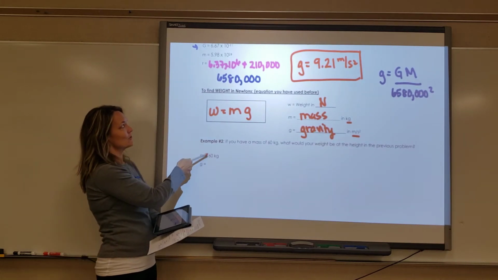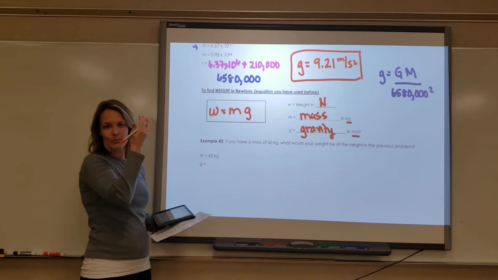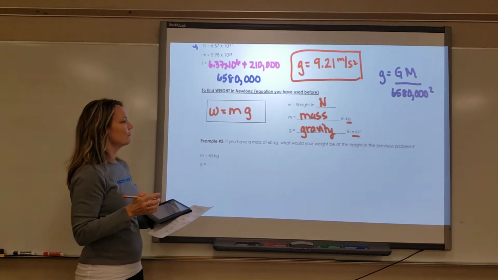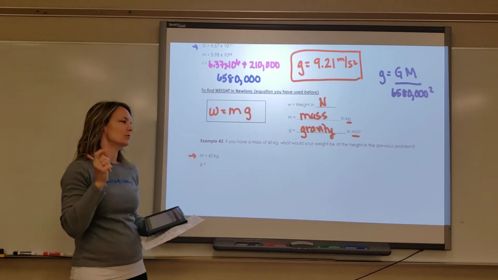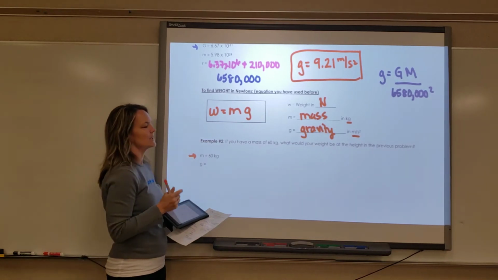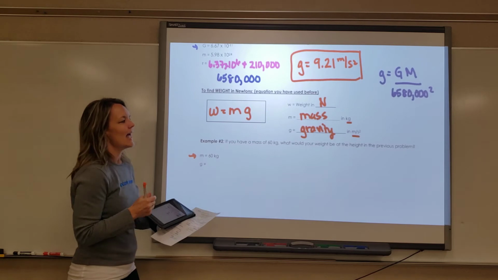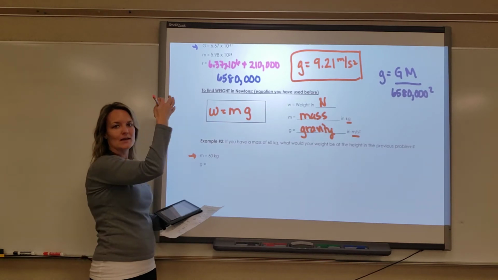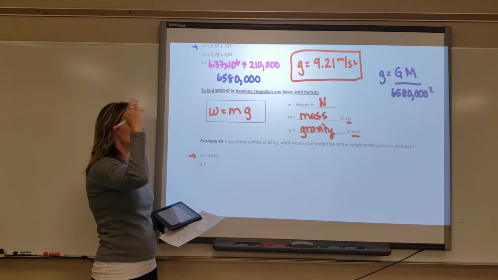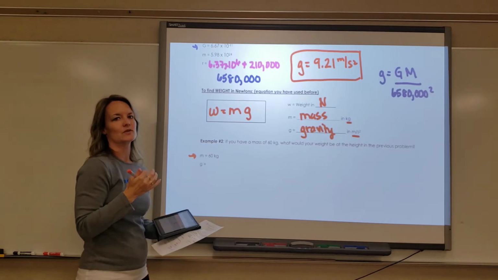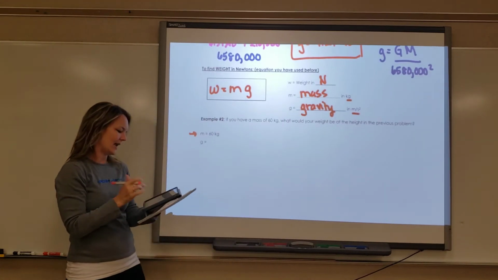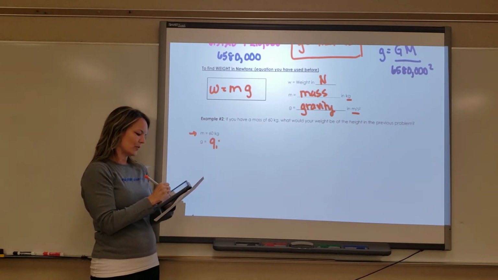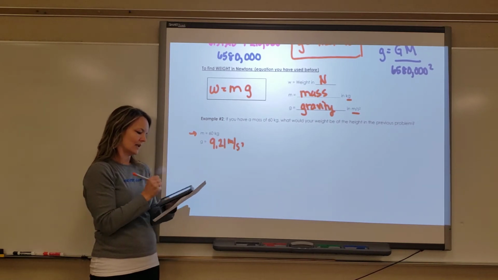Example 2 is a continuation of example number 1. If you have a mass of 60 kilograms, what would be your weight at the height in the previous problem? In the previous problem, we were 210,000 meters above the surface of the Earth. We have already solved for our gravity at that height, so the gravity is 9.21 meters per second squared.